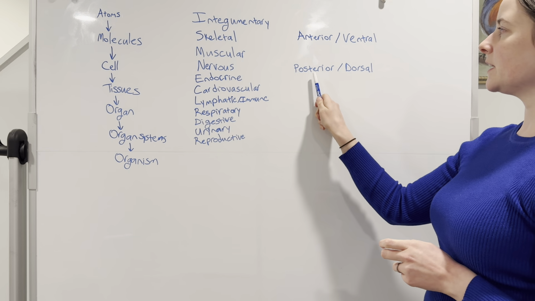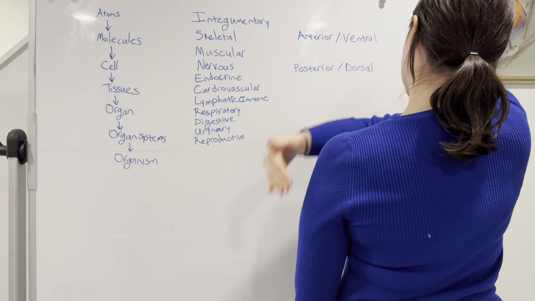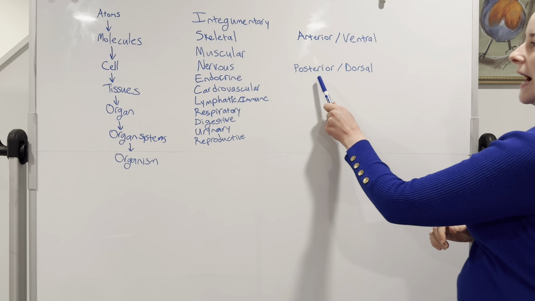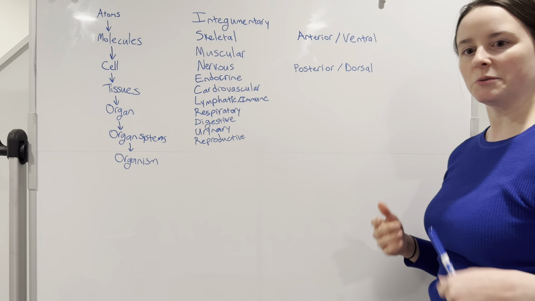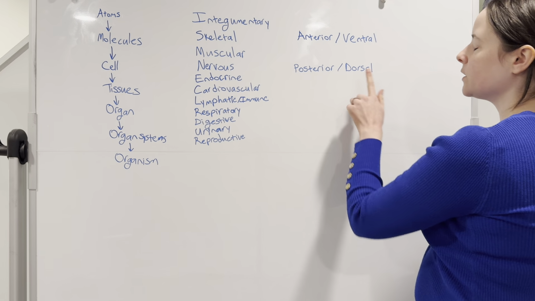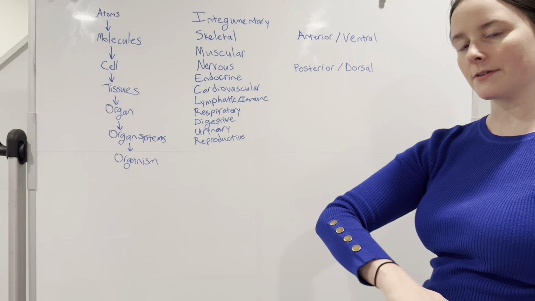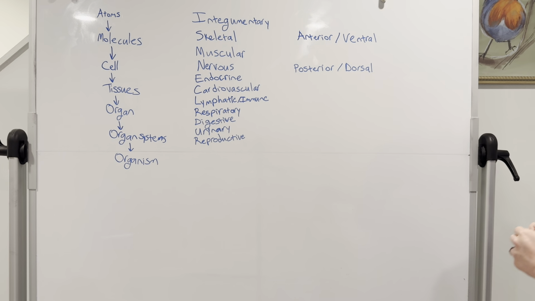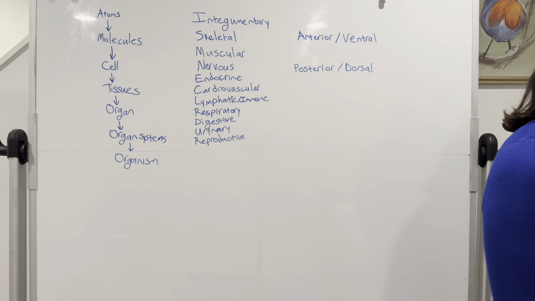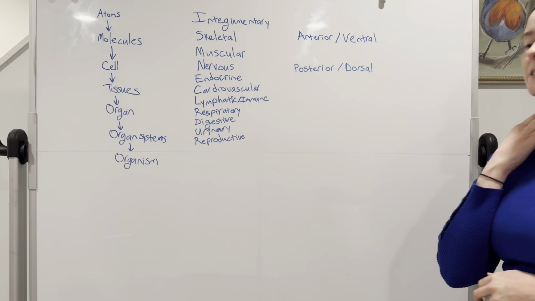Same thing in humans, posterior and dorsal both mean the entire back side of a person. But in a four-legged animal, posterior for the cat would be the tail and hind legs. But dorsal would be the back of something. So on the cat, the back is on the top, right? Because it's a four-legged animal. So make sure you know the difference of these four terms when we're talking about a human or a four-legged animal.